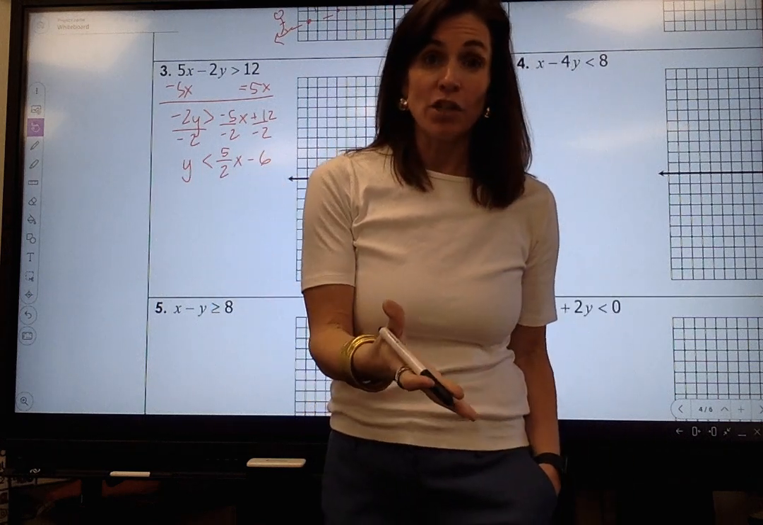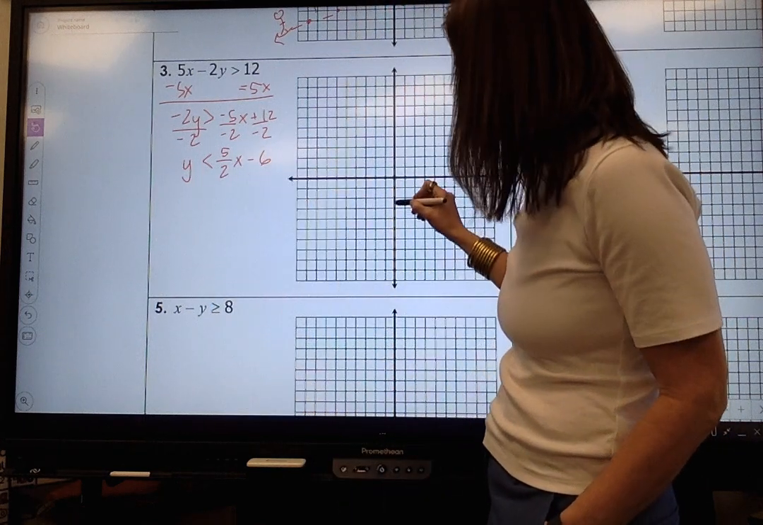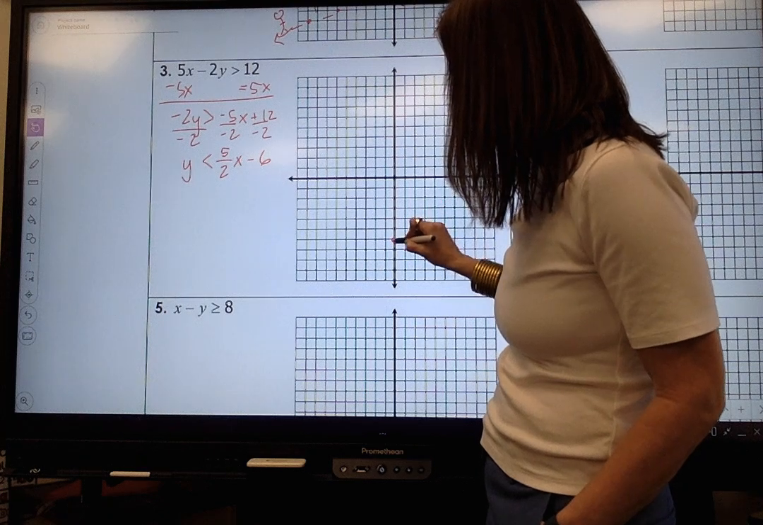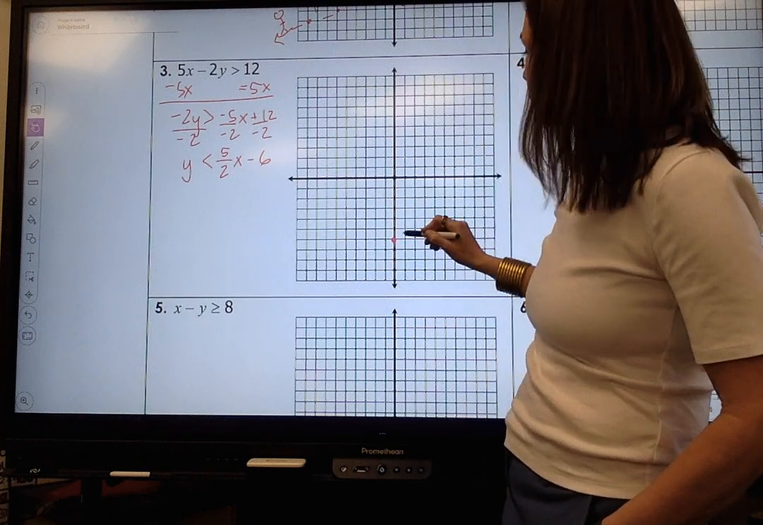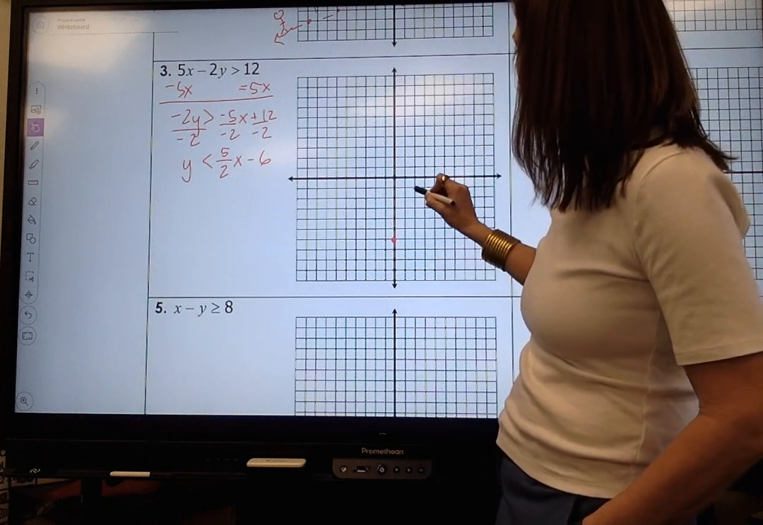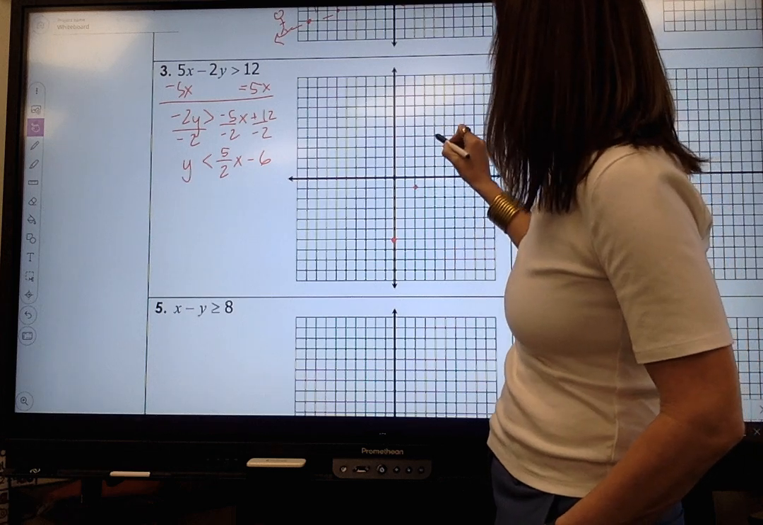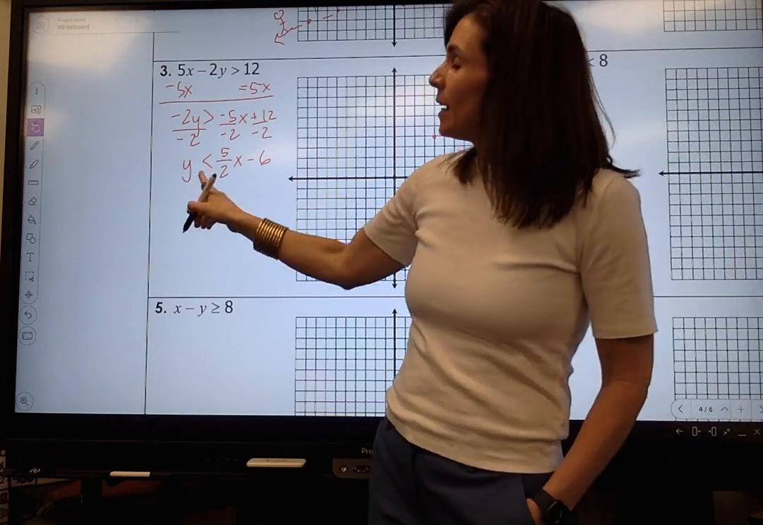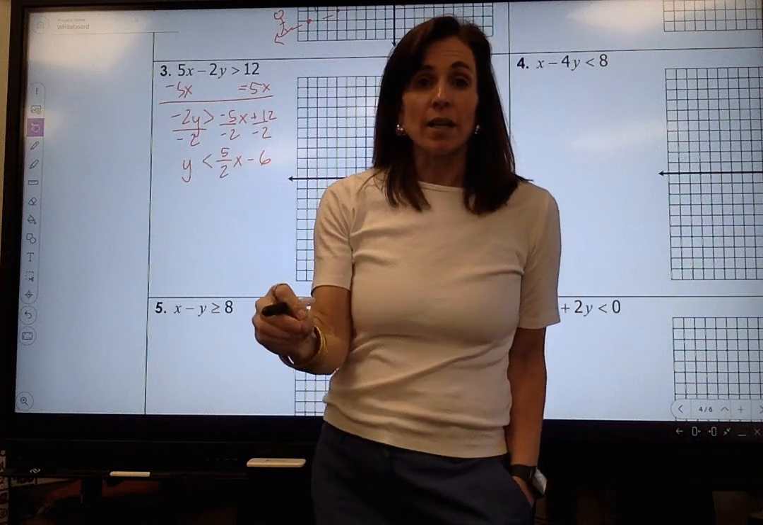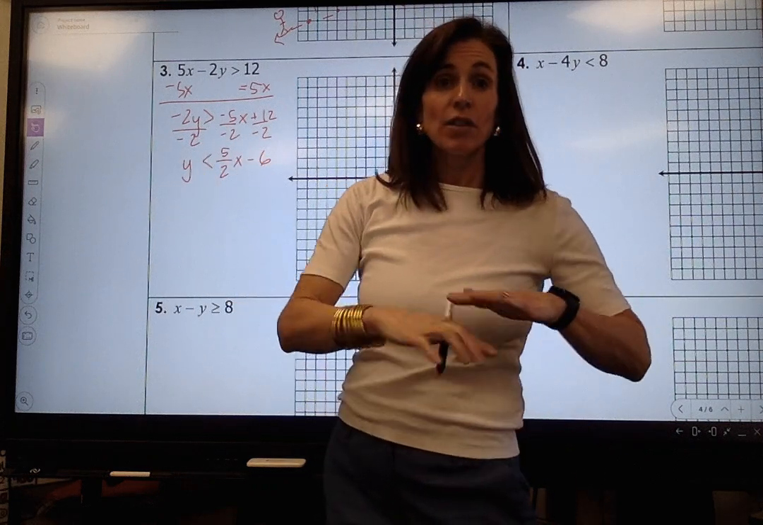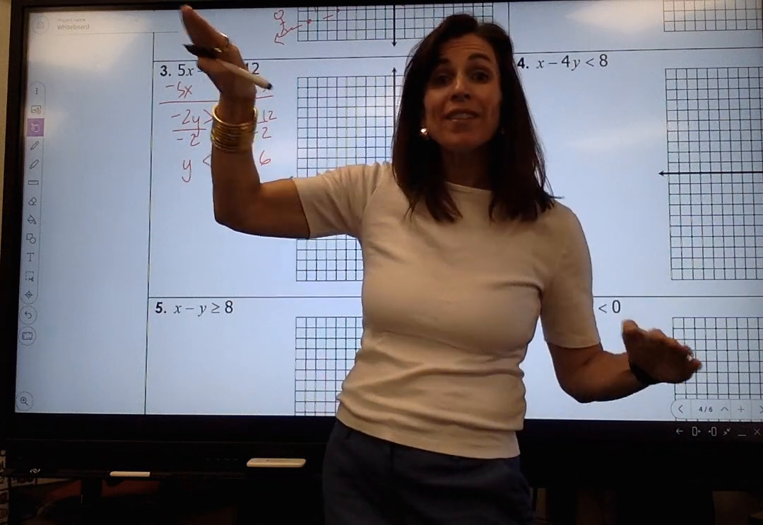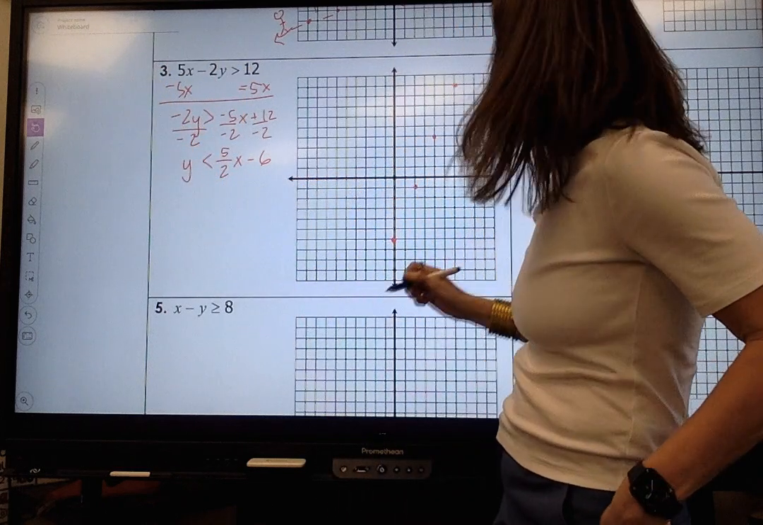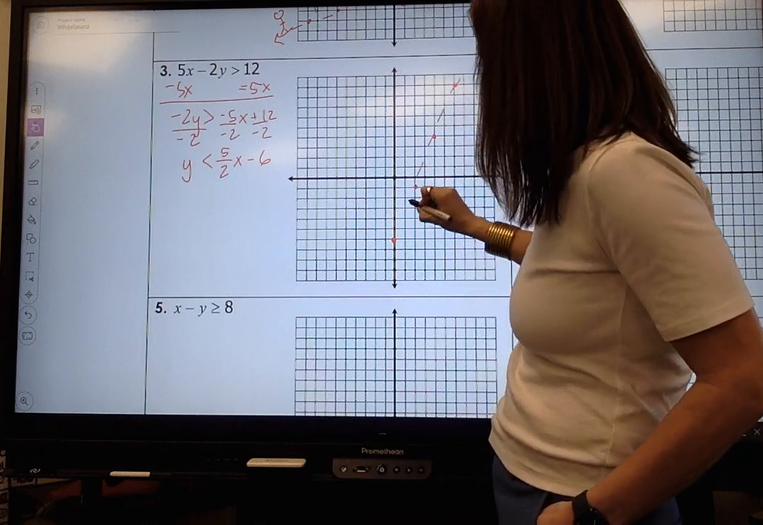So I begin shading at negative 6. And my slope is 5 over 2, so I go up 5 over 2, up 5 over 2, up 5 over 2. Solid versus a dotted line. It's less than, so the points on the line cannot be a part of that solution. So it is a dotted line because it's less than.